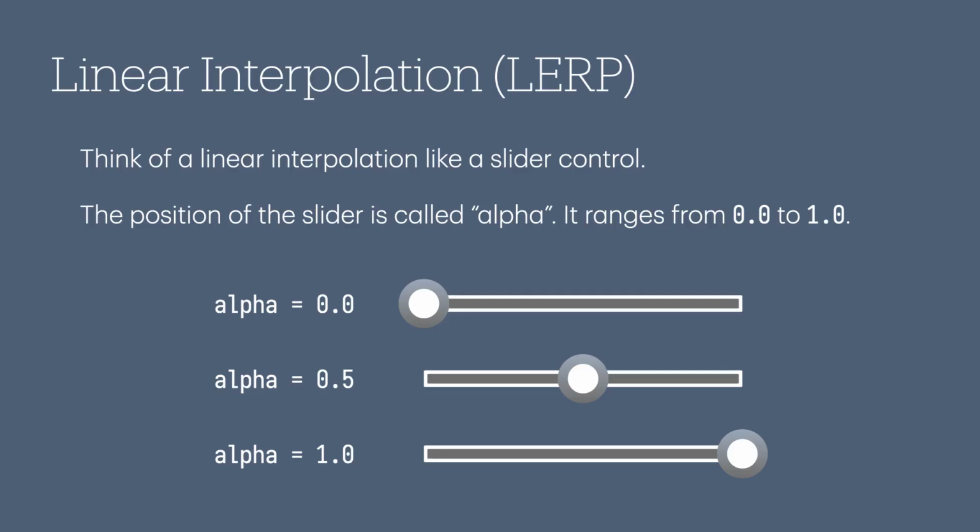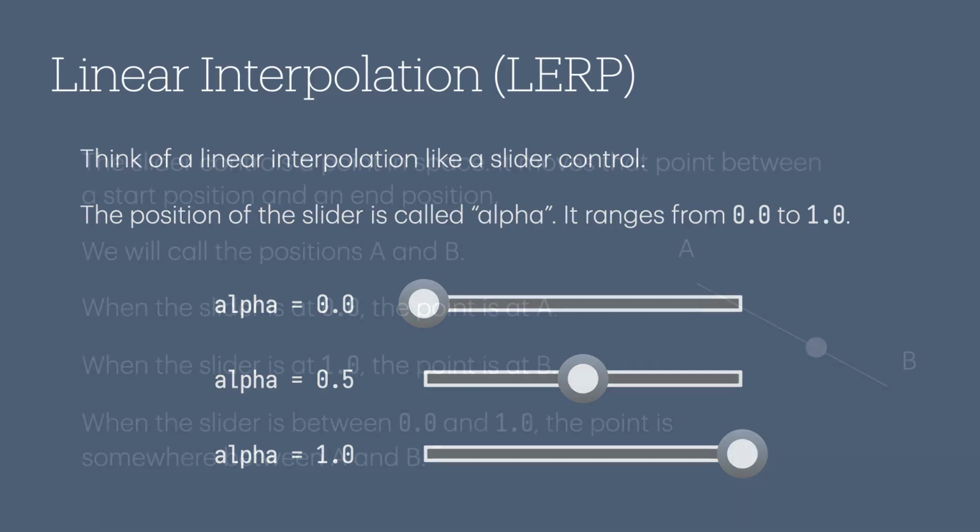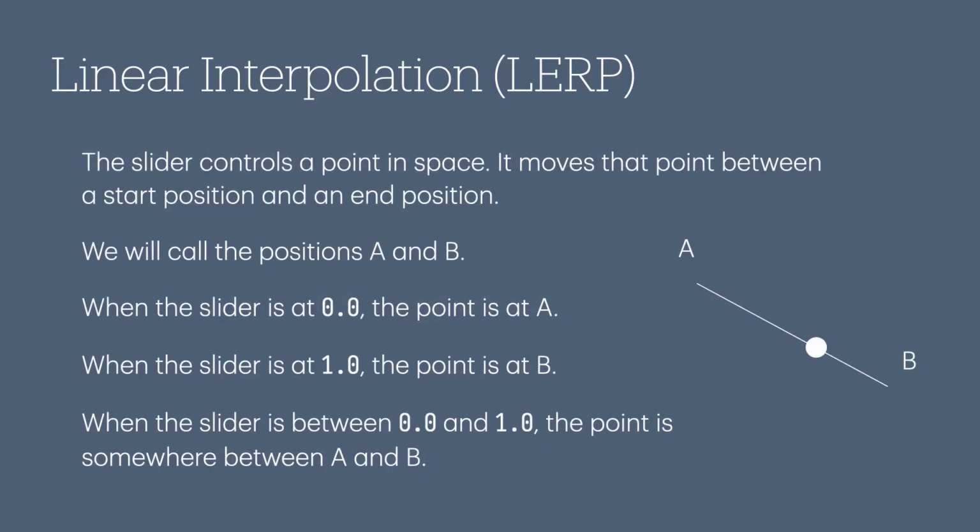You can also think about this as the percentage of the distance from the left to the right of the slider. For instance, if the slider is halfway, the alpha would be 0.5 or 50% of the way across the track. Now, imagine that the slider is controlling a point that moves through space. The point will start at a position called A when the slider is at alpha equals 0 on the far left, and the point will move to a position called B when the slider is at alpha equals 1 on the far right.